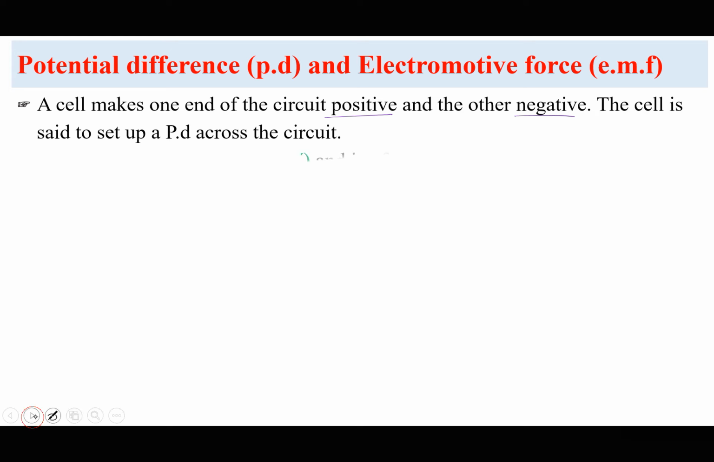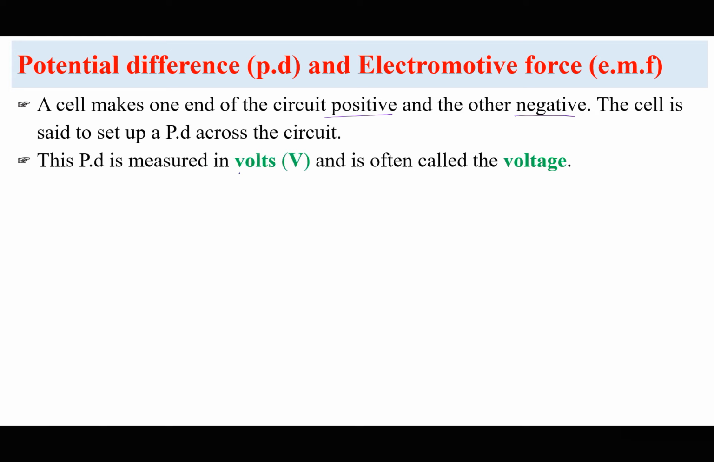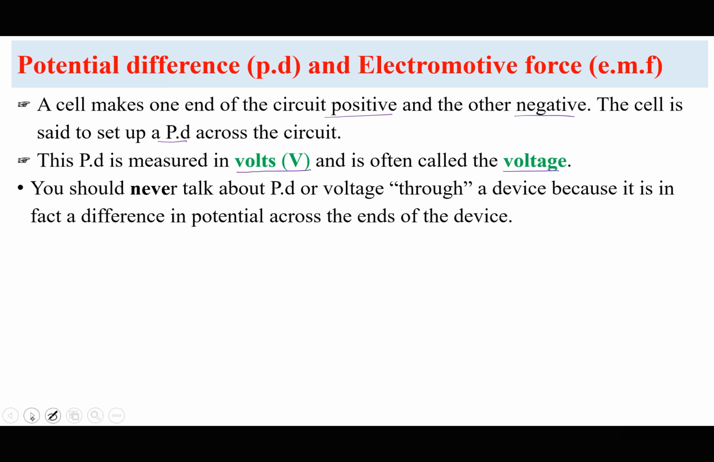So the PD, as we mentioned in IGCSE, is measured in a unit called the volt. When I talk about PD, it is potential difference. Writing PD is allowed at this level, or sometimes we can call it the voltage. You should never talk about PD or voltage through. We have been talking about current through the circuit, current through the ammeter, current through the bulb, current through the lamp, current through the heater. I can't talk about PD through the heater. That doesn't make any sense.